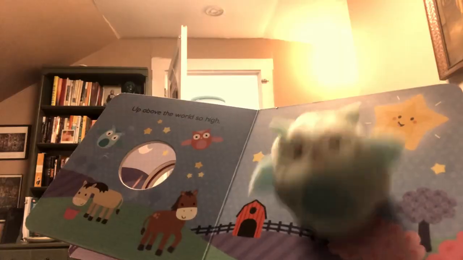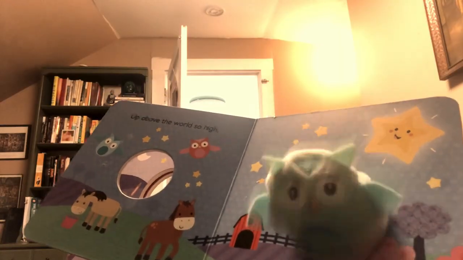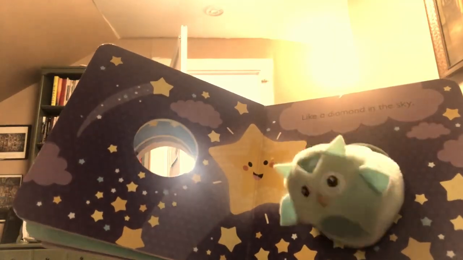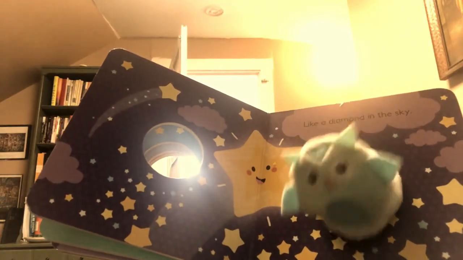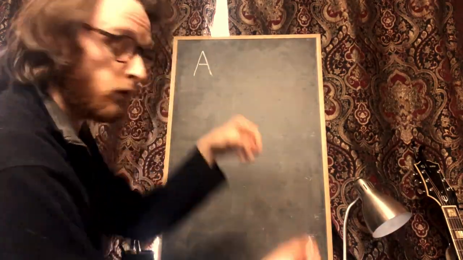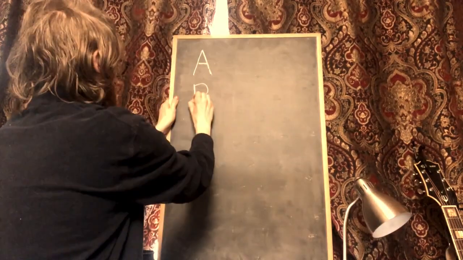Up above the world so high, like a diamond in the sky. Mr. Geer, that was a different part. It has different words, and the notes and the rhythm are a little bit different. Are we going to give it the same letter? So no, that's a different part, so we can't call it A. We're going to call it B. Alright, let's see what's next.